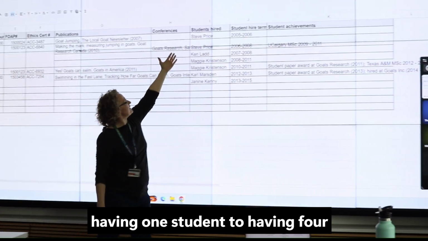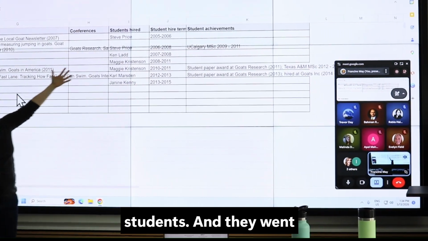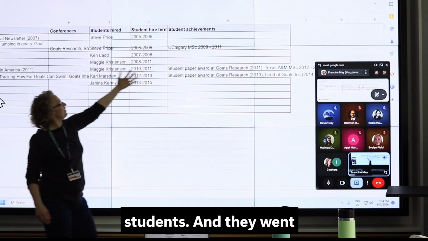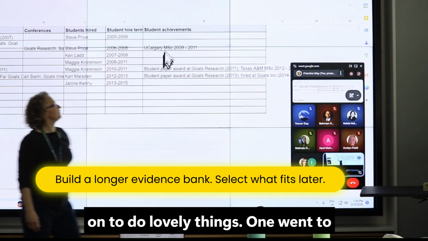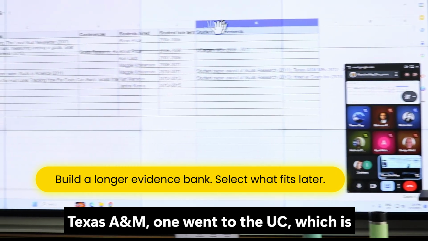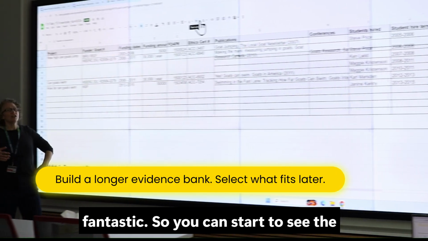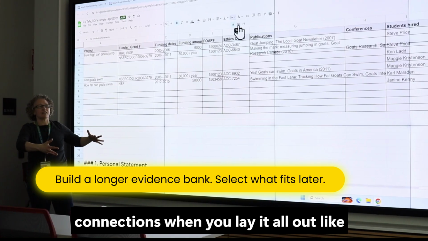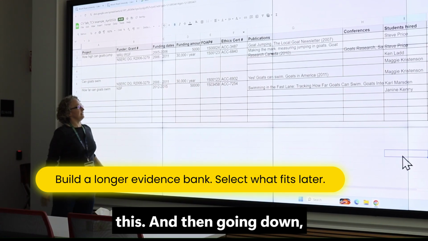And I went from having one student to having 4 students. And they went on to do lovely things. One went to Texas A&M, one went to the U of C, which is fantastic. So you can start to see the connections when you lay it all out like this.